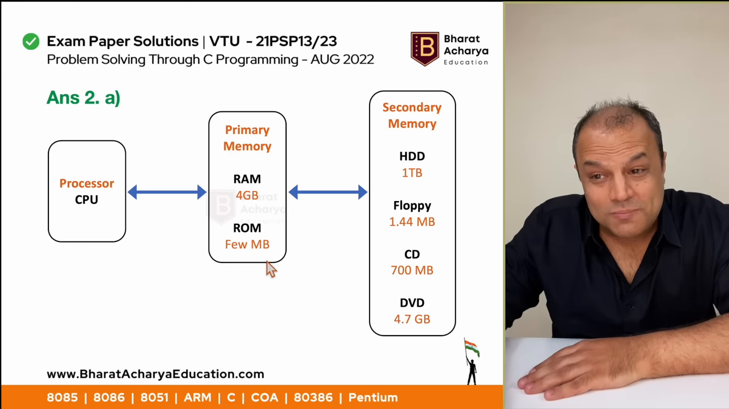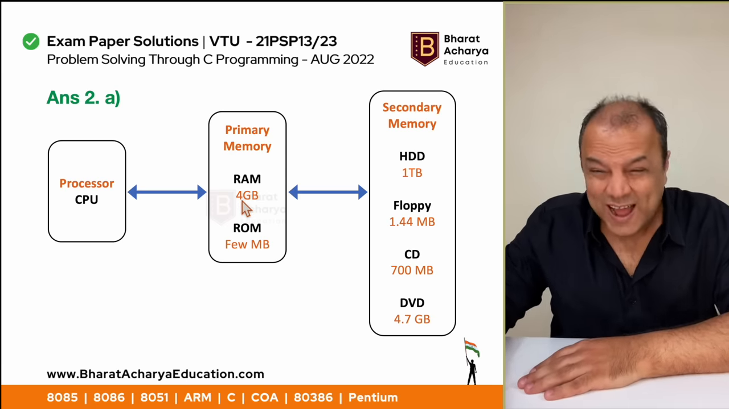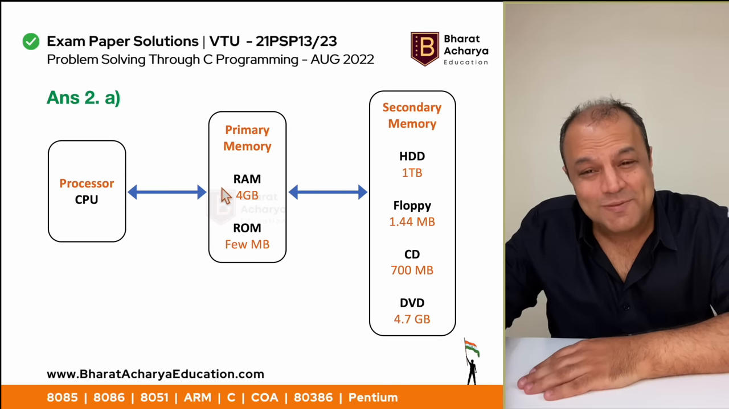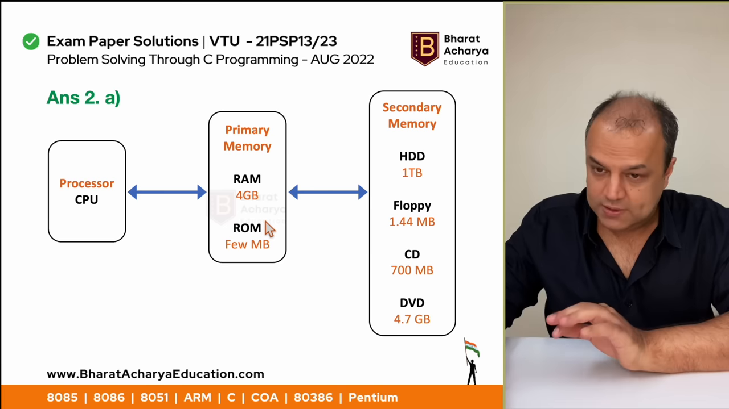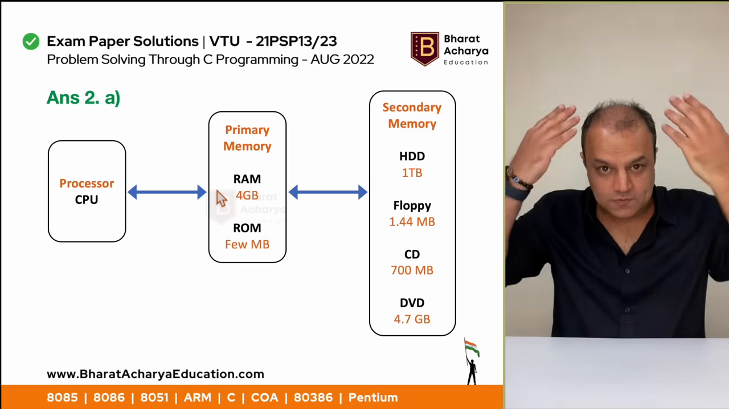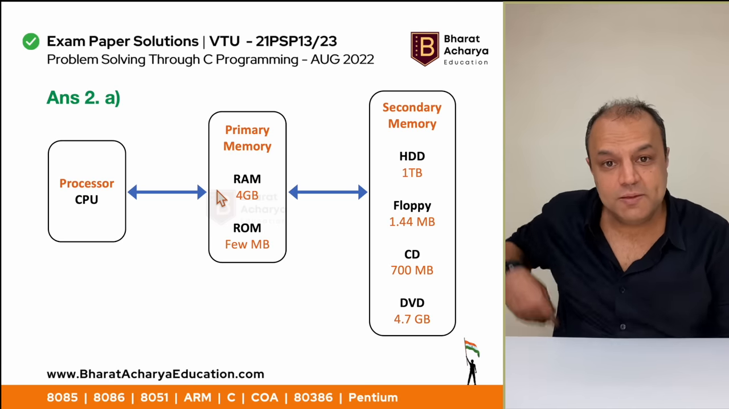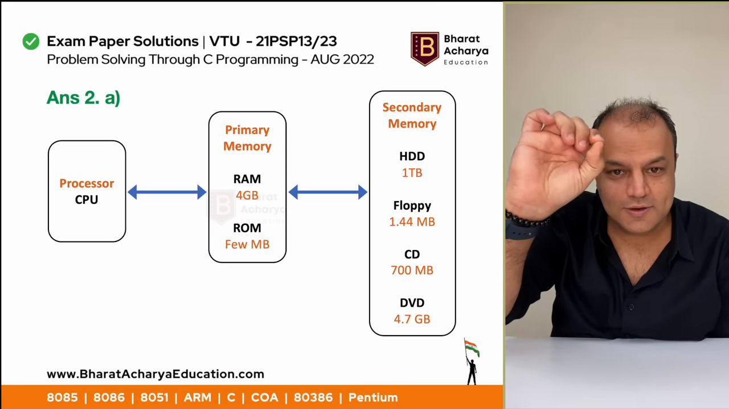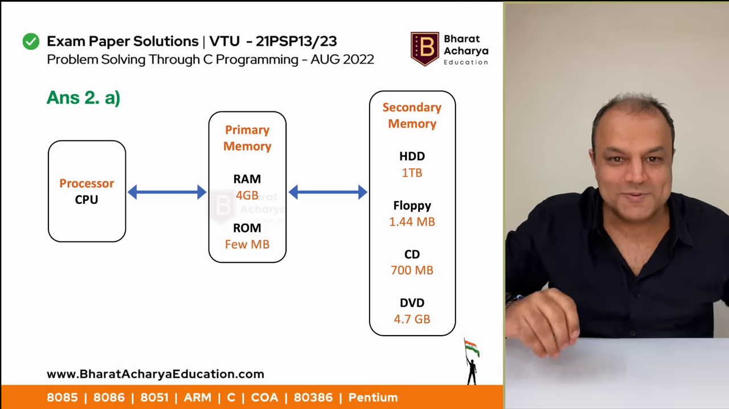So this is just a few MB and this is a few GB. So this is 1,000 times bigger than this. So basically when somebody says primary memory, it basically means RAM. There is ROM, I'm not saying it's not, but it's 1,000 of the whole space. If this whole body of mine is primary memory, this is ROM. Are you clear? Anyway, very less.